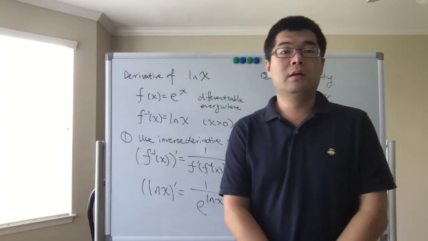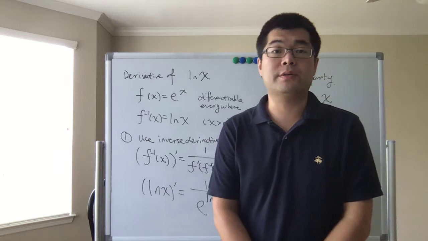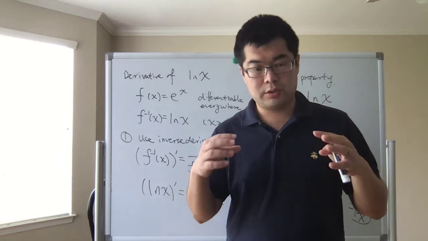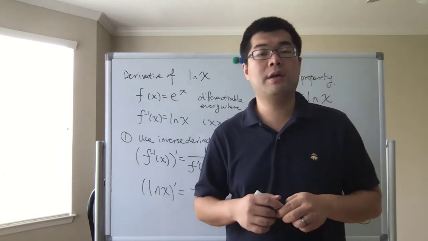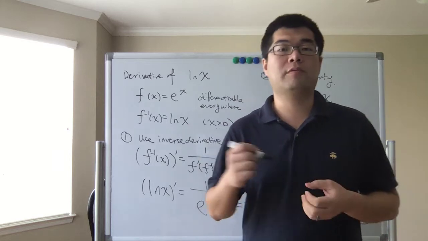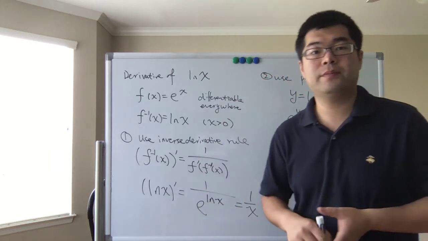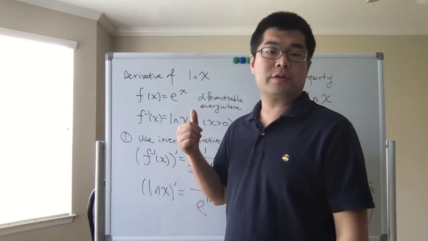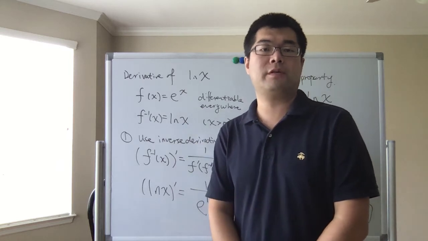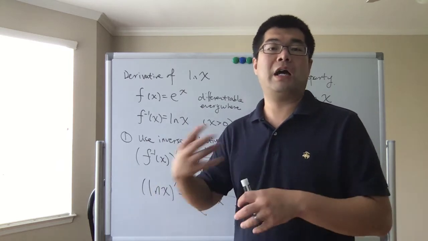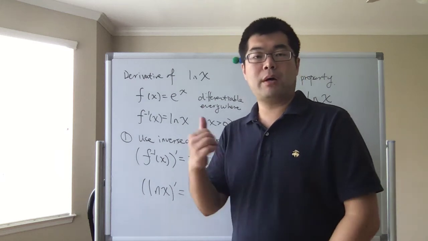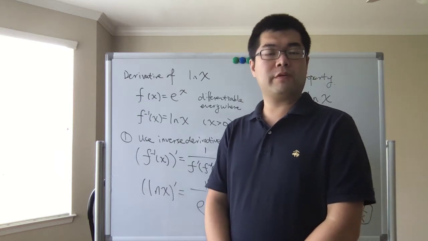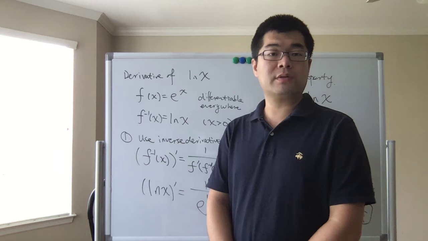Okay, so let's continue. 3.8, okay? And right now, let's move on to talk about how to figure out the derivative of the natural logarithm, which is ln of x, okay? And a fact we already know is that the natural exponential function and the natural logarithmic function are inverse functions of each other, right? So we're going to borrow this fact to derive the derivative of ln of x, okay?